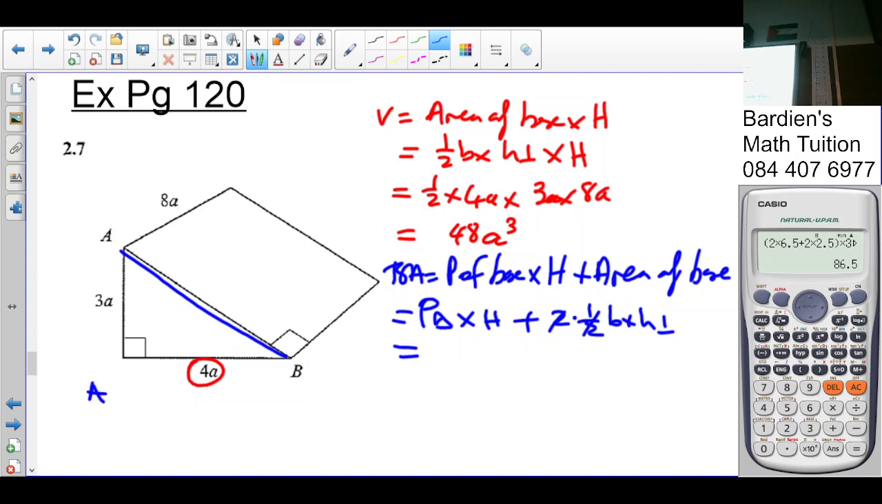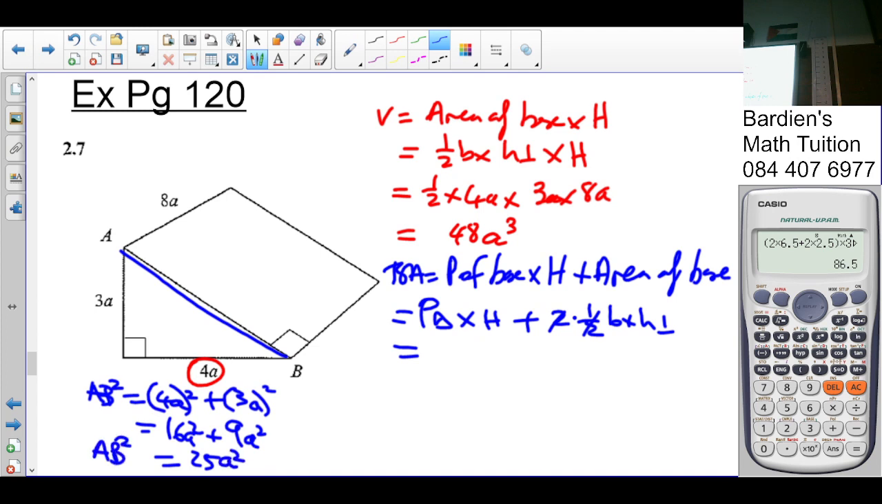I take this. So AB squared is equal to 4a squared plus 3a squared. Okay? So 4a squared is what? 16a squared. 3a squared? 9a squared, which is 25a squared. So if I take the square root of this, what do I get? Therefore AB is equal to 5a.